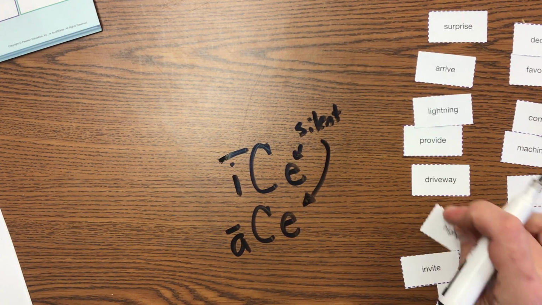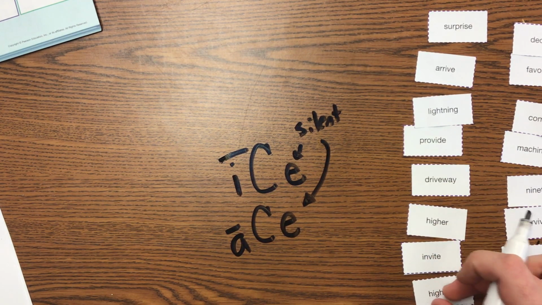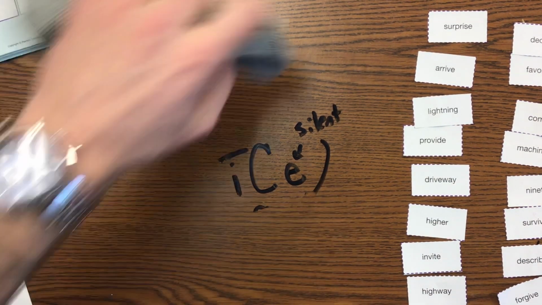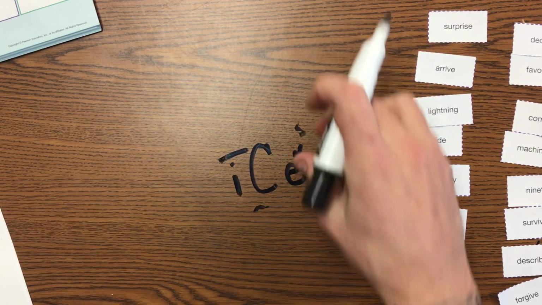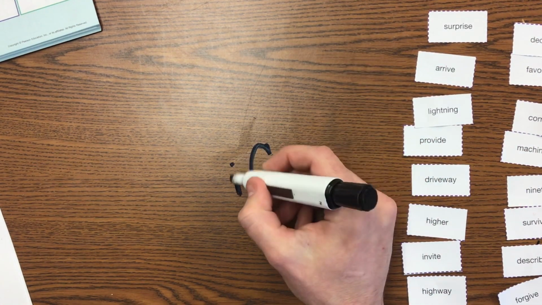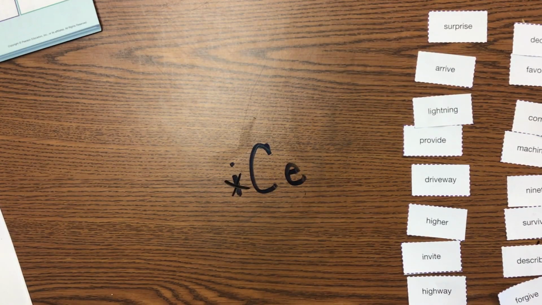Now there are always ones that don't count as oddballs. An oddball is where you see this. We'll talk about it when we get there, but you see this, and for one reason or another, it does not make the I long. That's what an oddball is. It goes against the rule for one reason or another.